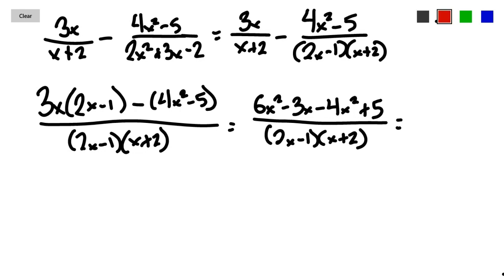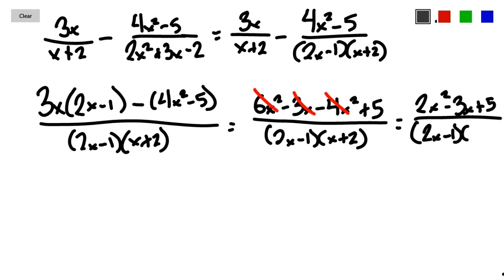So the 6x squared minus 4x squared gives me a 2x squared. Oh, that's the wrong color. So that's going to give me a 2x squared on the top. Then I'm going to minus 3x. And then the plus 5 stays the same. And all this is over 2x minus 1, x plus 2. So since the quadratic on the top does not factor in anything, this is what the simplified version looks like, and this is our final answer.